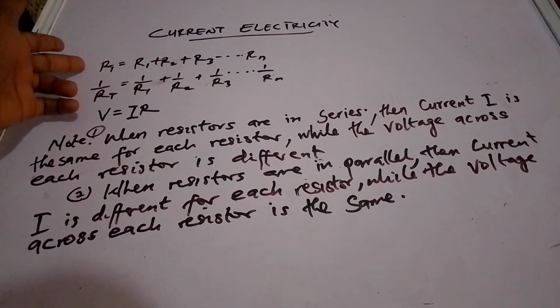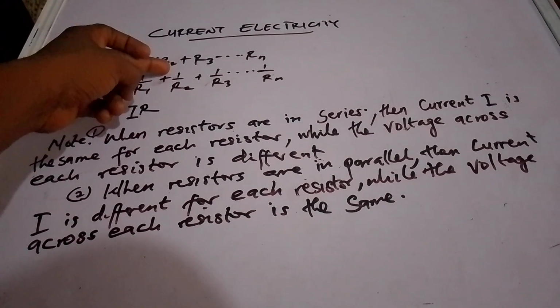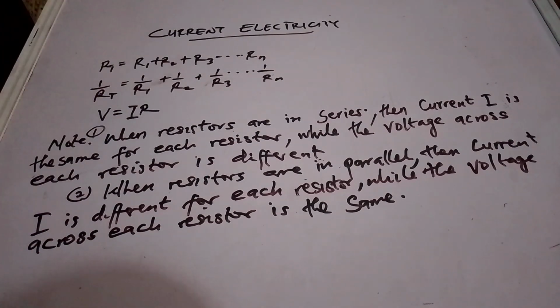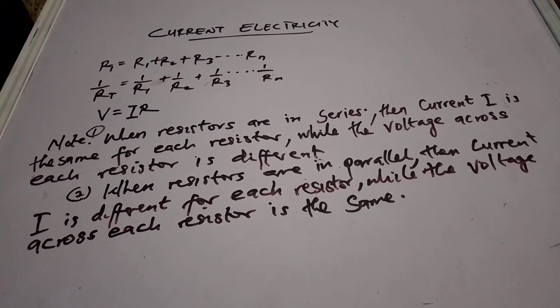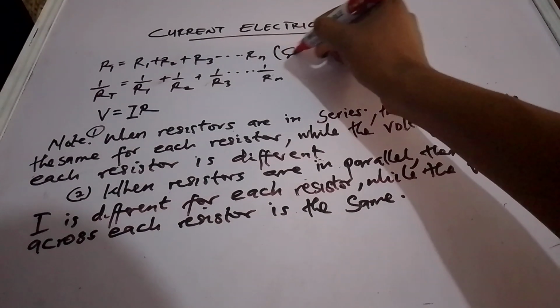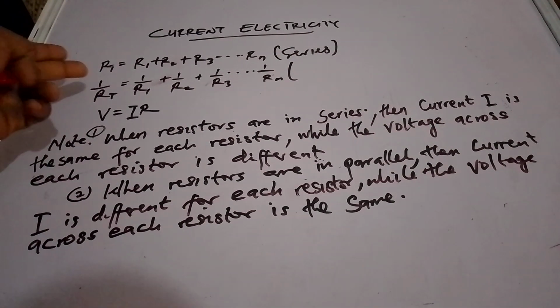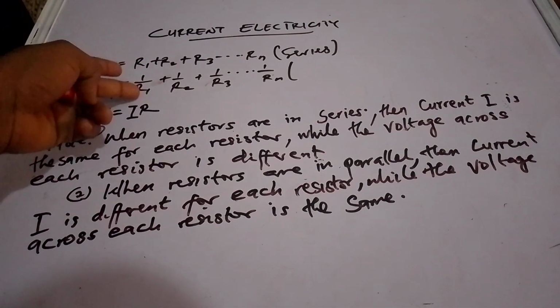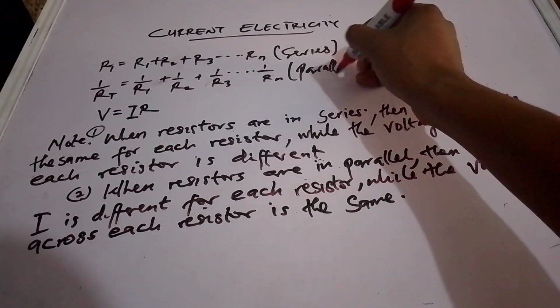Now, if we are having a series connection, then total resistance is going to be R1 plus R2 plus R3 until Rn, depending on the number of resistors we have. If we have 4 resistors, we go to R4 and so on. So in series connection, we have it like this. And then if it is a parallel connection, then 1 over R total equals 1 over R1 plus 1 over R2 plus 1 over R3. This is for parallel connection.